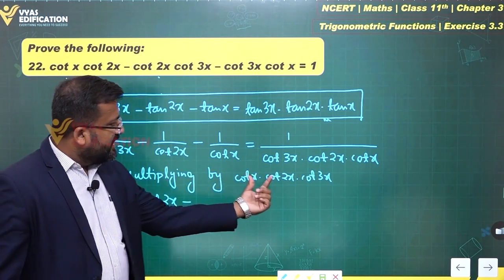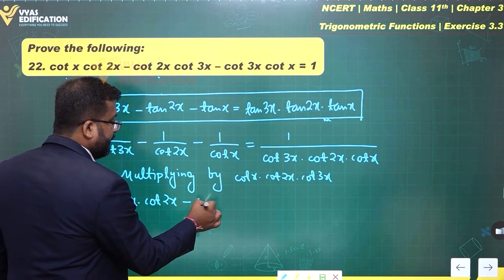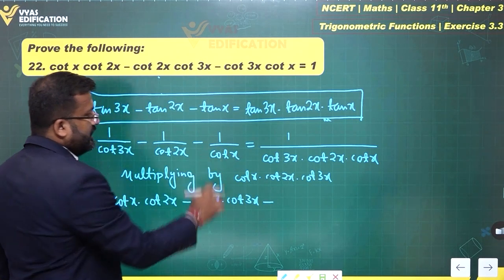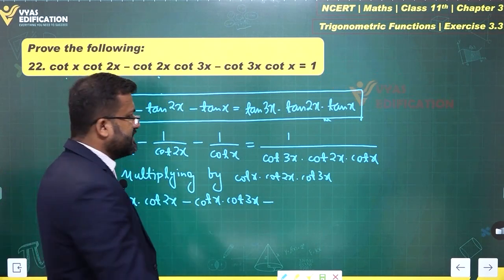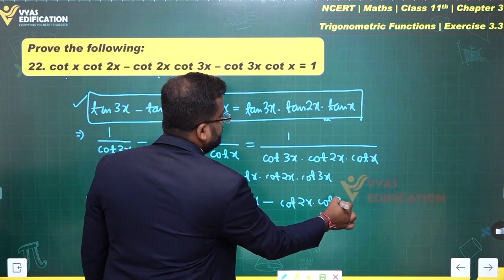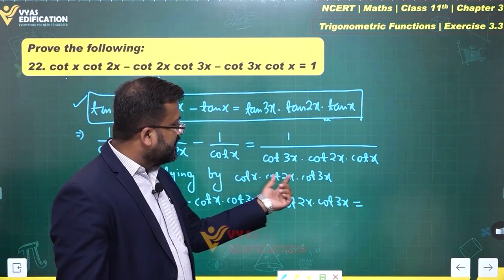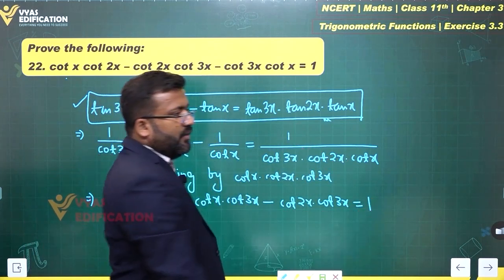1 upon cot 2x multiplied by this will be cot x times cot 3x only. This 1 upon cot x when multiplied by this will give me cot 2x times cot 3x. What about the RHS? In the RHS, if you multiply cot x, cot 2x, cot 3x, this is the same as the denominator. What you get is simply the numerator, which is 1.